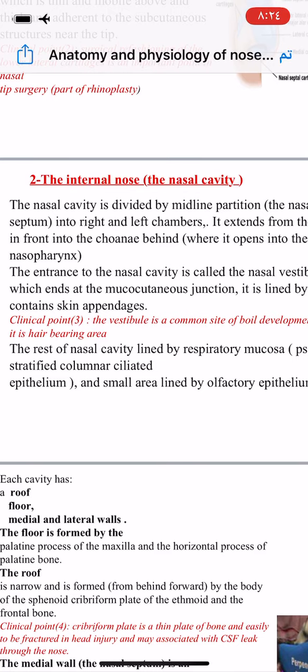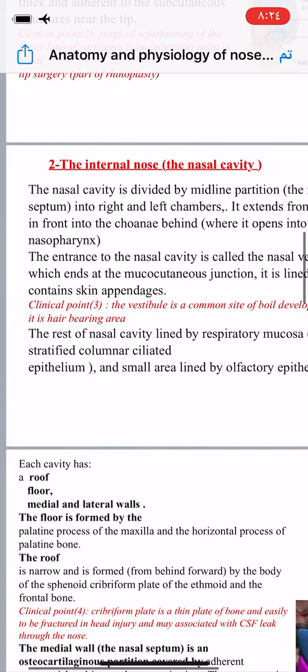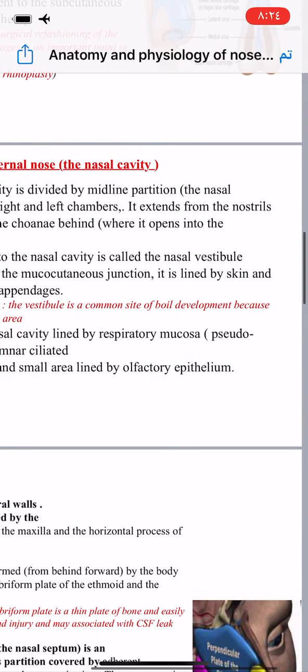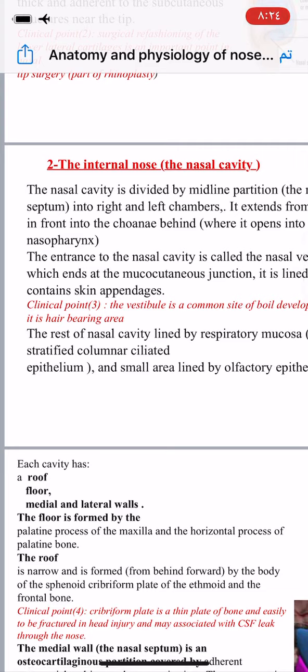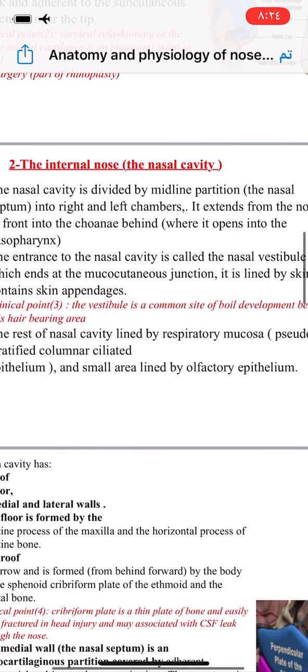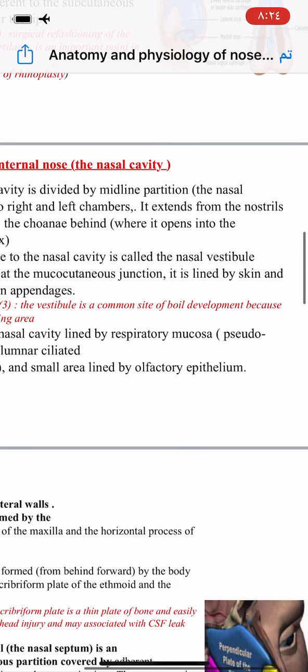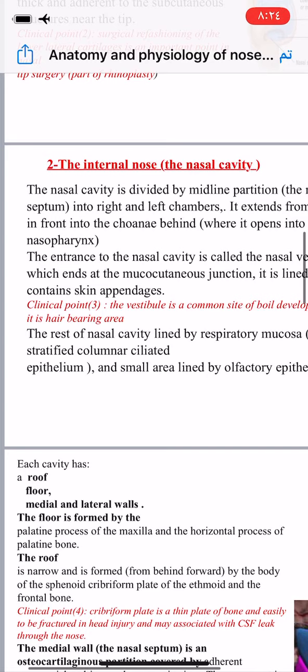The entrance to the nasal cavity is called the nasal vestibule, which ends at the mucocutaneous junction and is lined by skin that contains skin appendages. Clinical point here: the vestibule is a common site of developing boils or infection because of the presence of hair follicles.